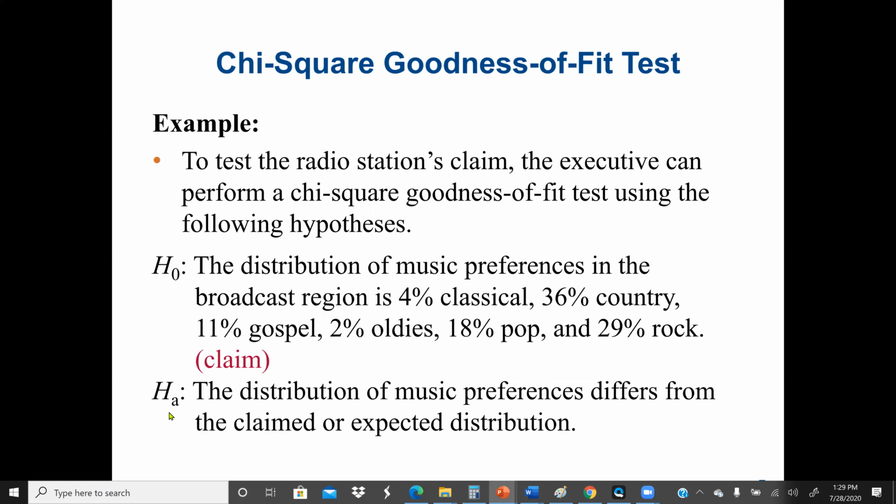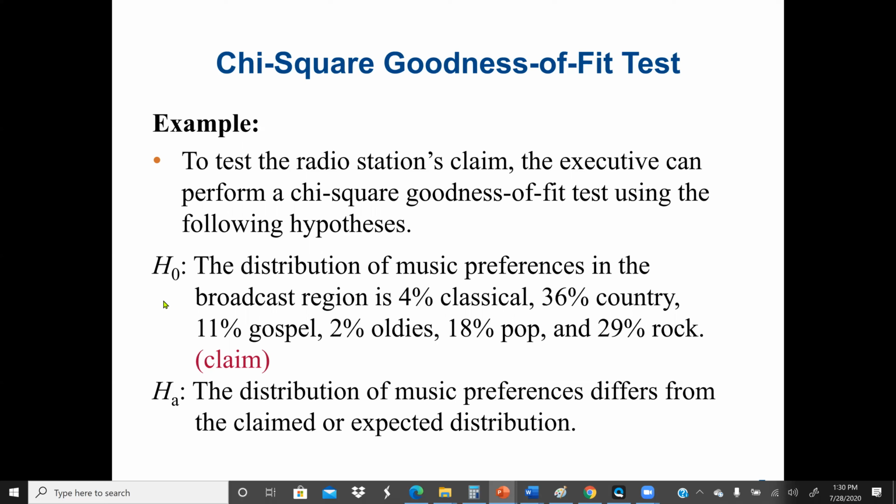Now our HA should go against the H0. So here we say the distribution of music preferences differs from the claim or expected distribution. So we have to go against the claim with HA. So this is a very good example, again, of the chi-square goodness of fit test. We can see all the hypothesis testing we did.